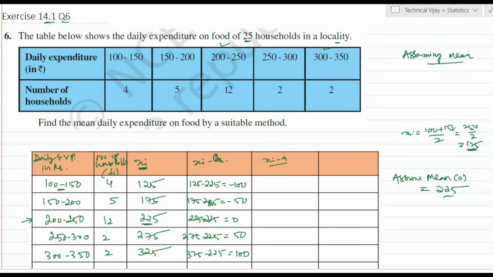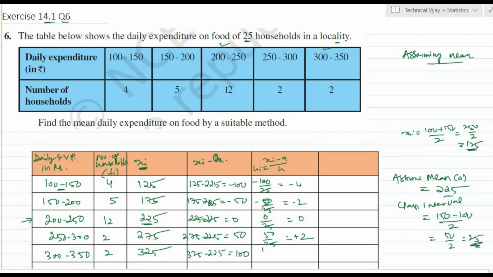Xi minus A divided by h is equal to Ui, and here h is nothing but the class interval. Class interval is equal to 150 minus 100, which is 50, so h is 50. Minus 100 divided by 50 is equal to minus 2. Minus 50 divided by 50 equal to minus 1. 0 by 50 equal to 0. 50 by 50 equal to plus 1. 100 by 50 equal to plus 2.